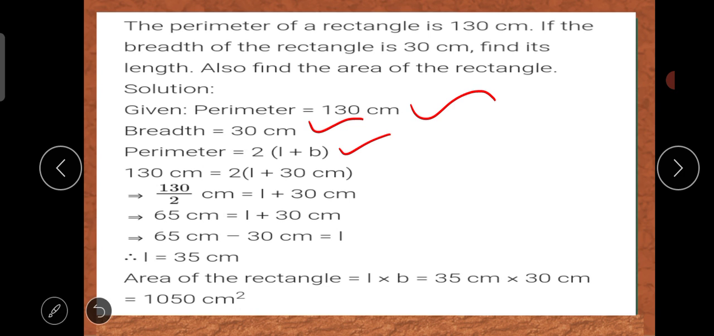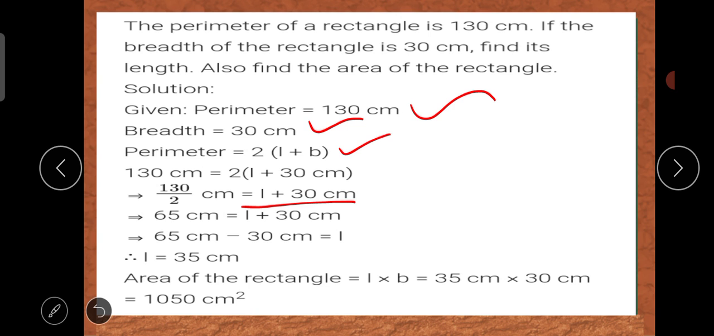Put the value in the formula for the perimeter of a rectangle, that is 2 times (L plus B). Now here the perimeter is given, 130, 2 is given, length we don't know, we have to find it, and B is given, 30. So 130 is divided by 2, and length plus 30 centimeter.